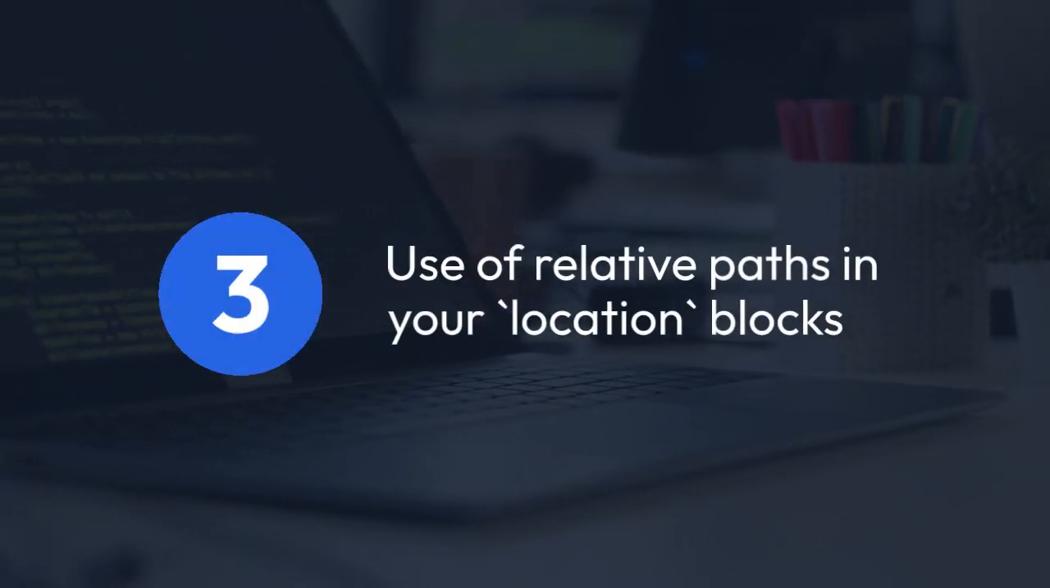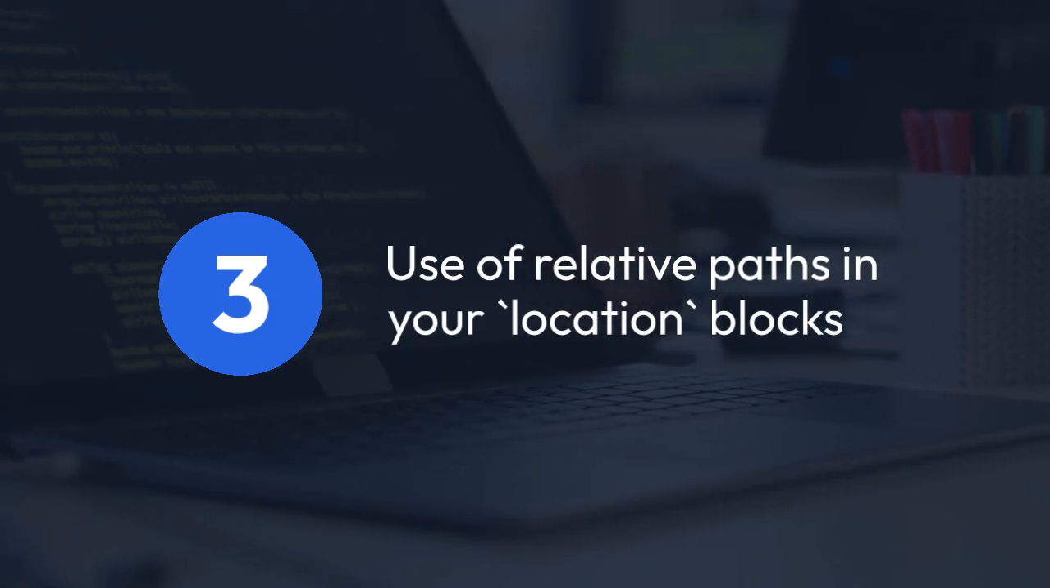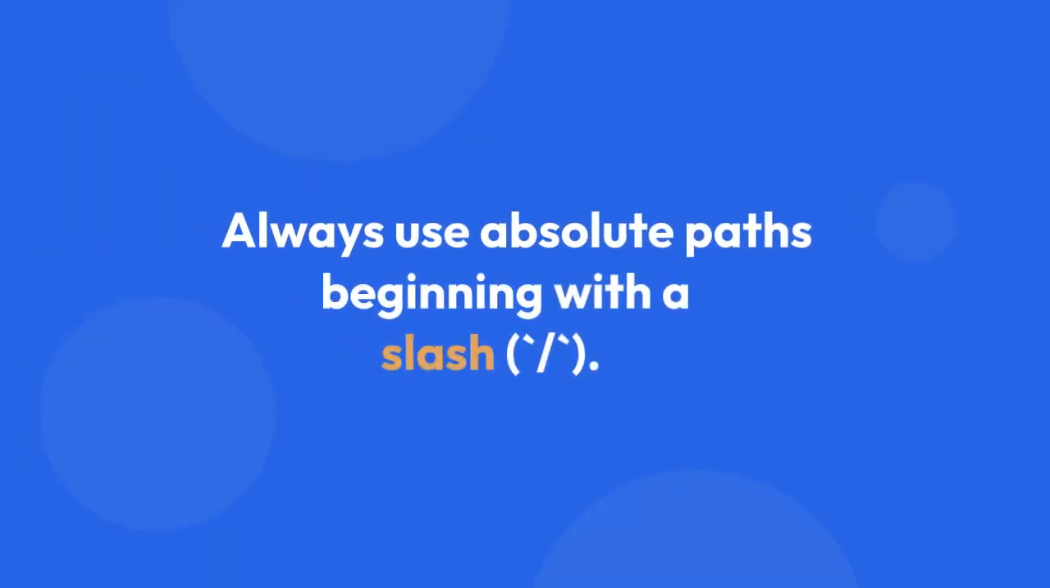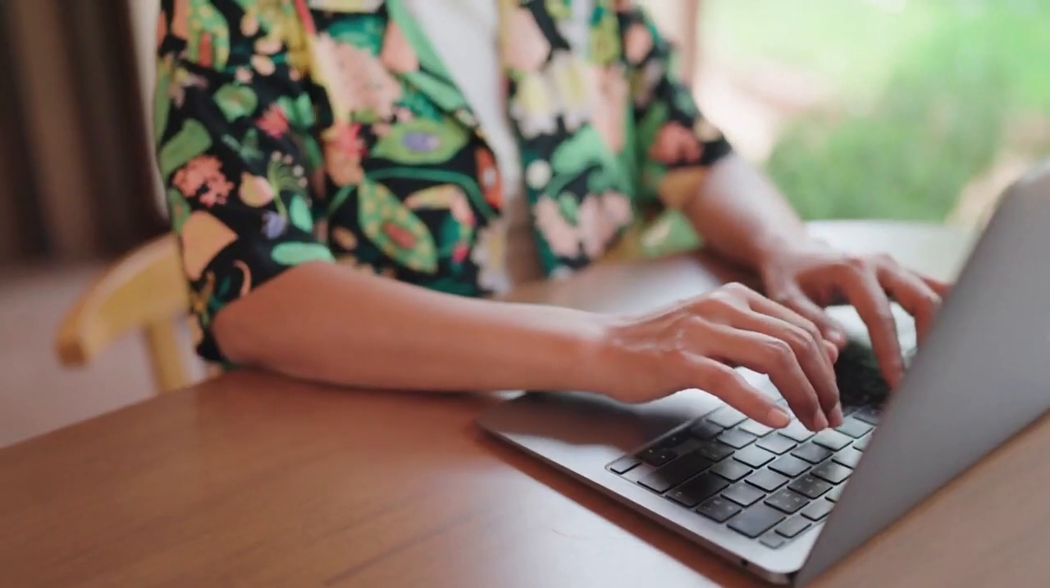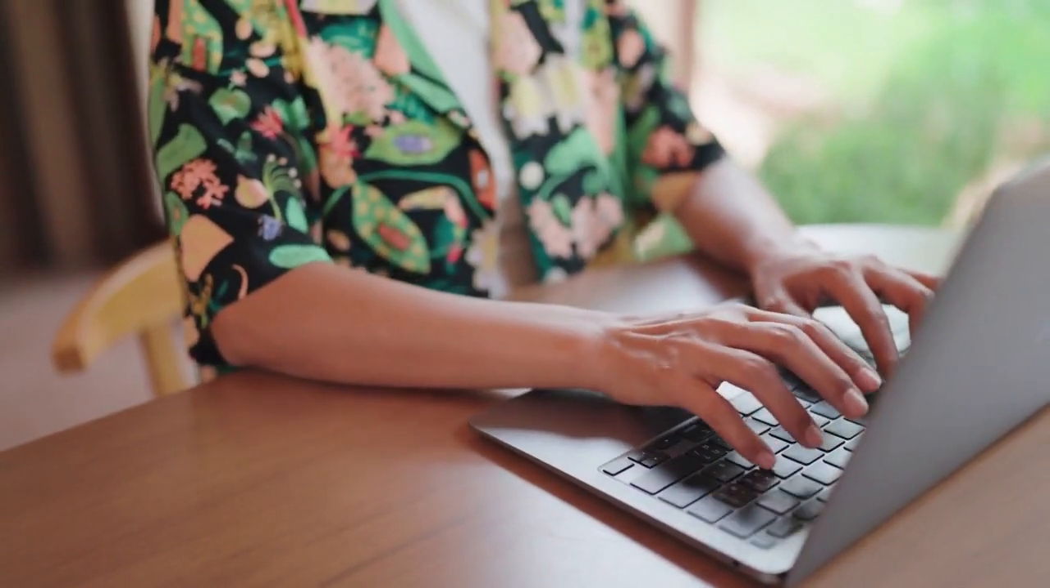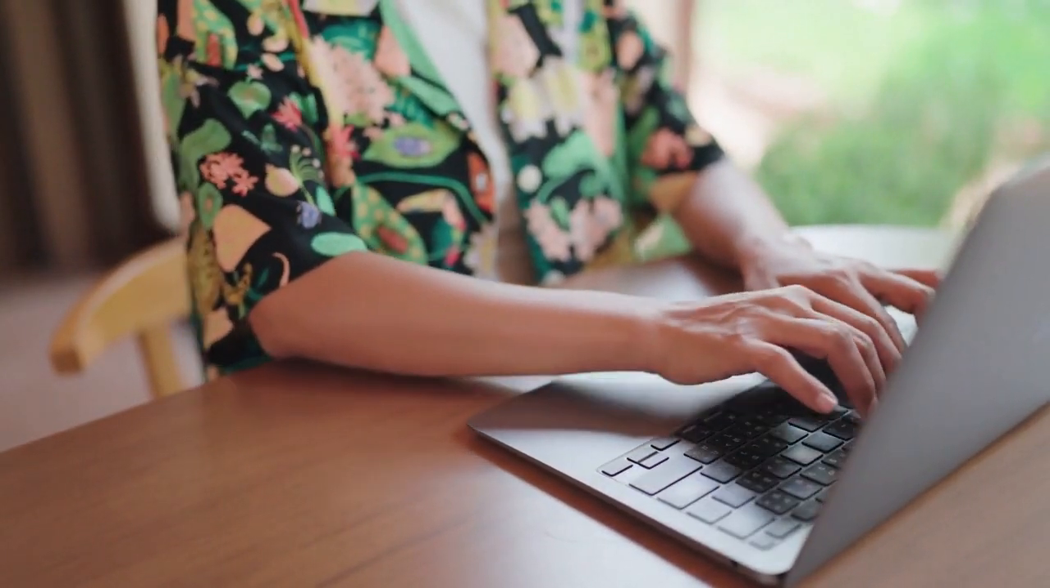3. Another typical problem is the use of relative paths in your location blocks. Always use absolute paths beginning with a /. For instance, location /images is correct. Location images is wrong and will likely lead to errors.